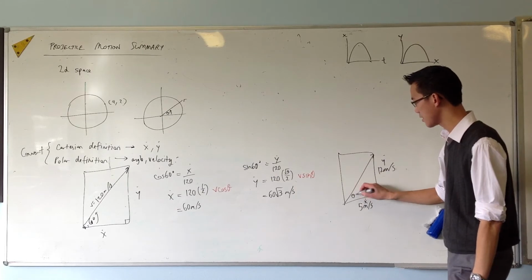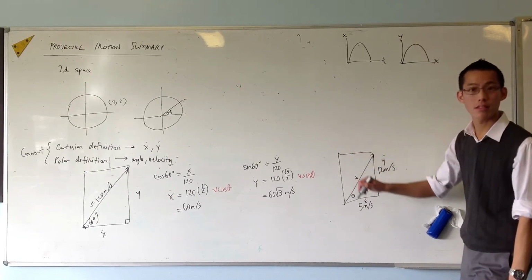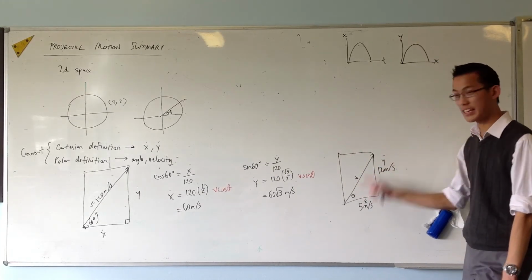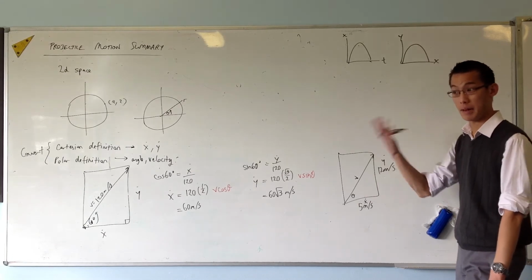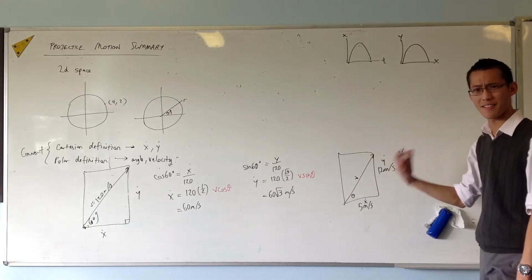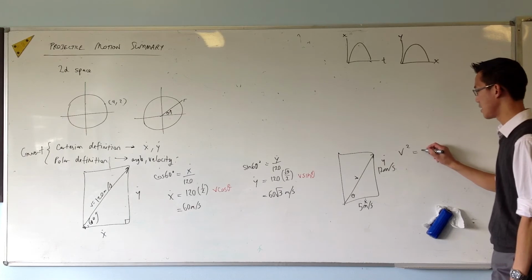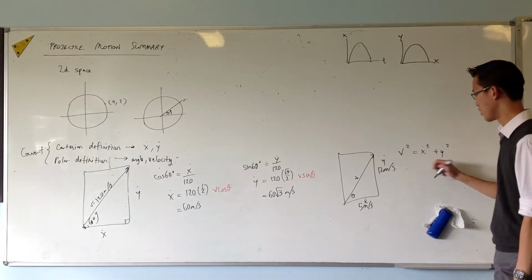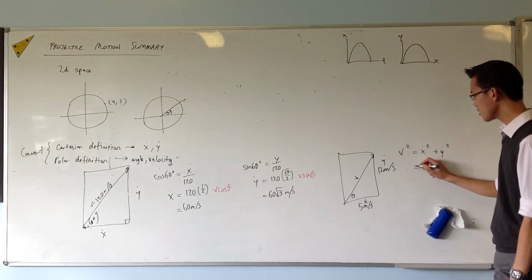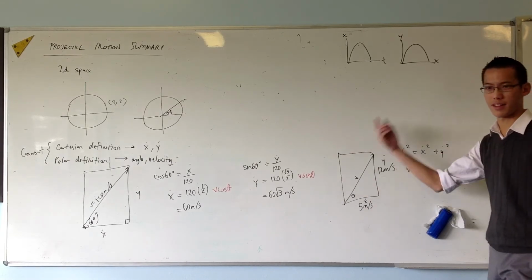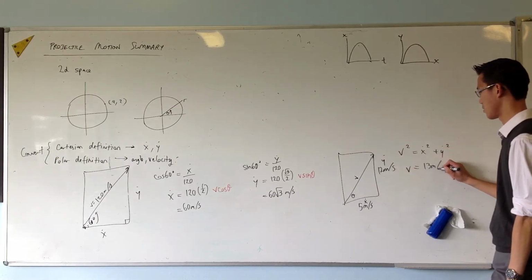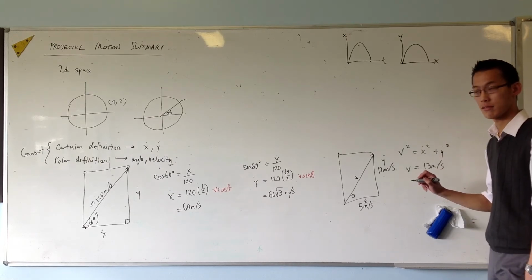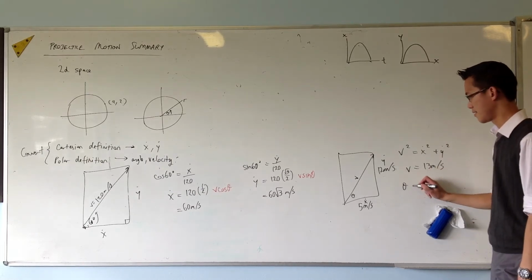Well, the things I need are this angle and this length. You can get the length by using Pythagoras, and that's where this other important equation comes from. Velocity squared is x dot squared plus y dot squared, so therefore velocity, I'll just take the square root. So what would you get here? Because I picked nice numbers, you get 13 meters per second. Theta, how do I get theta?